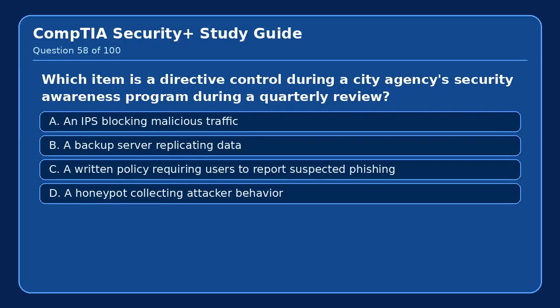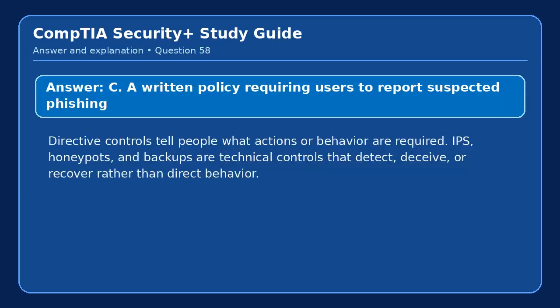Question 60. Before changing firewall rules for an insurance firm's production subnet, which change management item is most important after a recent audit finding? A. An informal chat message with no ticket. B. Documented approval, testing plan, rollback plan, and implementation window. C. Immediate production changes without review. D. A password reset for every employee.